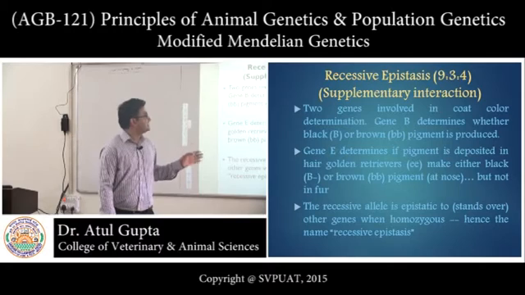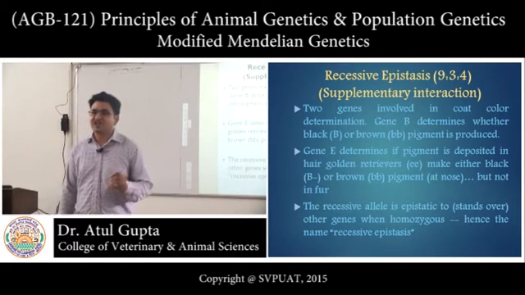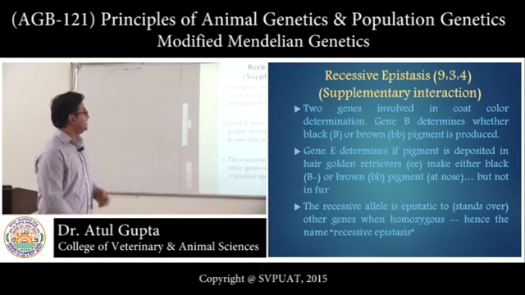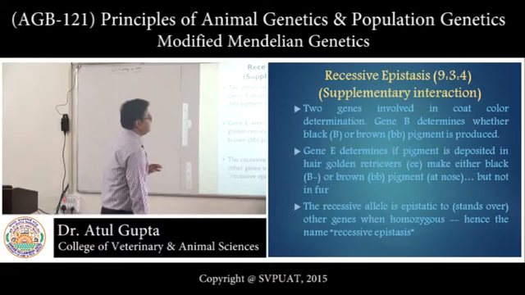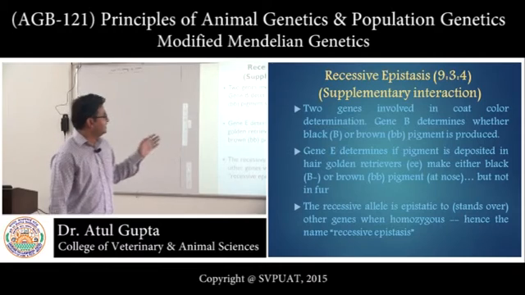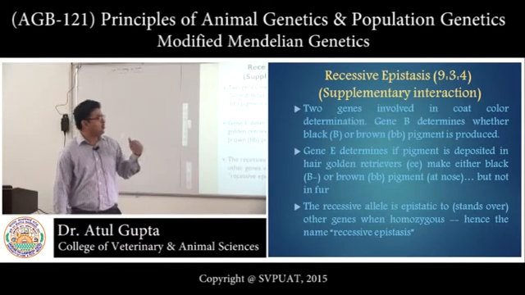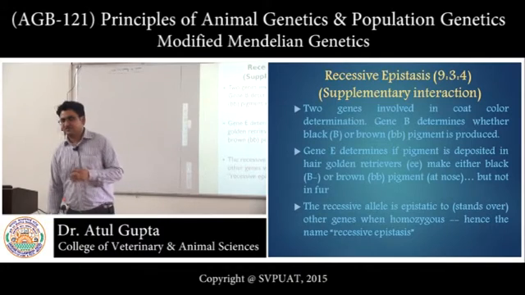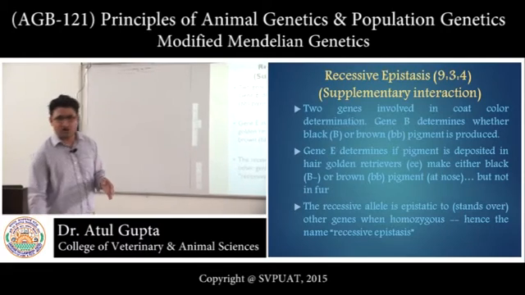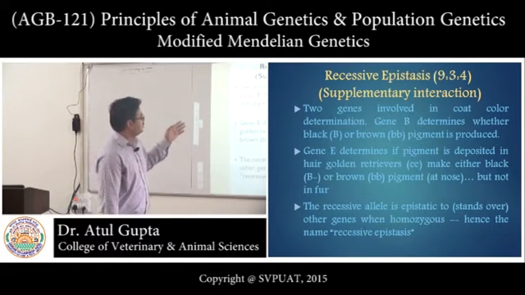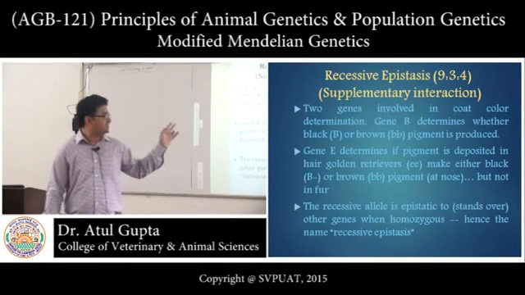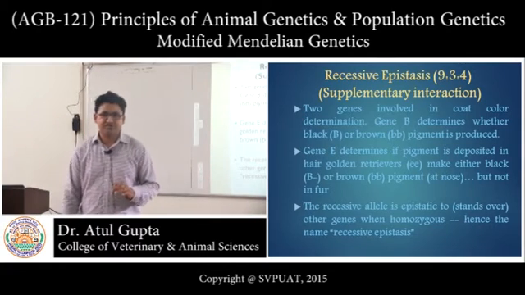So our next one is recessive epistasis. In this we will have a 9:3:4 ratio instead of a 9:3:3:1 ratio. It is also called supplementary interaction. Two genes are involved in coat color determination. Gene B determines whether black or brown pigment is produced. We will study this example in the golden retriever breed of dog. So in golden retriever, two genes are involved in coat color determination: one is the B gene, and the other is the E gene.